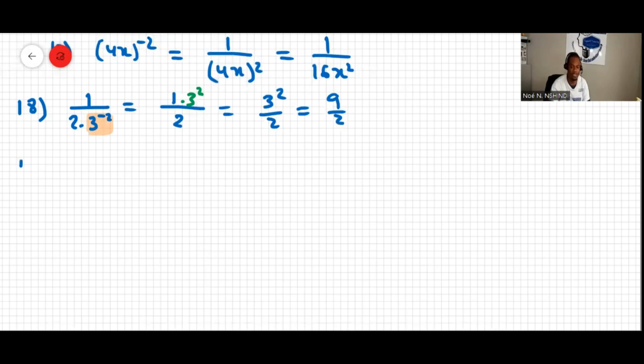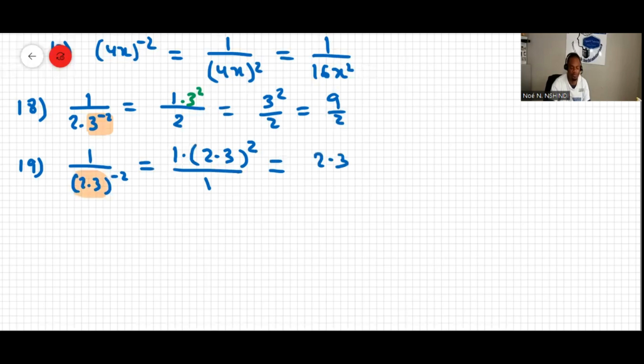Now, if you do 19, 19 is like 1 over 2 times 3 to the power of negative 2. So here it's the whole thing. This is raised to negative 2 because it is within brackets. So we're going to move 2 times 3 to the positive 2 there. There's 1, and then nothing at the denominator, so we don't need to write 1 there. Maybe I can just say over 1, and this is just 2 times 3 to the power of 2, which is 6 squared, which is 36.